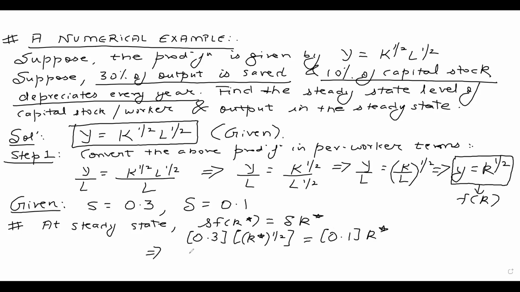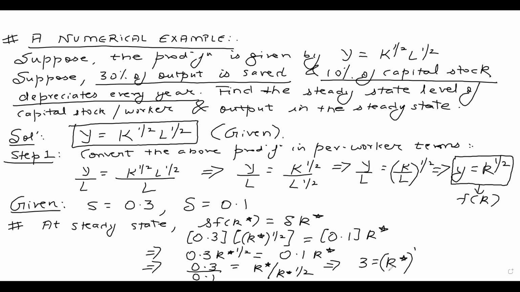So this implies 0.3 times k star to the power half is equal to 0.1 times k star, which implies 0.3 divided by 0.1 is k star divided by k star to the power half, which implies 3 is equal to k star to the power half. So what is my steady state level k star? 3 squared, which is 9. So at the steady state level, k star is equal to 9.